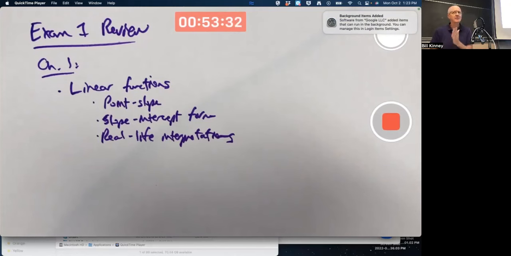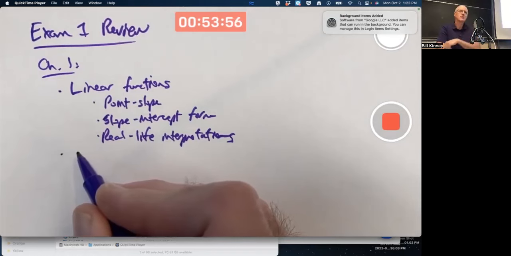The y-intercept sometimes has real-life interpretations. That's the value of y when x is 0, or when t is 0, if t is the independent variable. Solving problems, graphing, those kinds of things showed up in there. We also talked about function notation, understanding function notation. Domain and range showed up a little bit. Proportionality showed up.